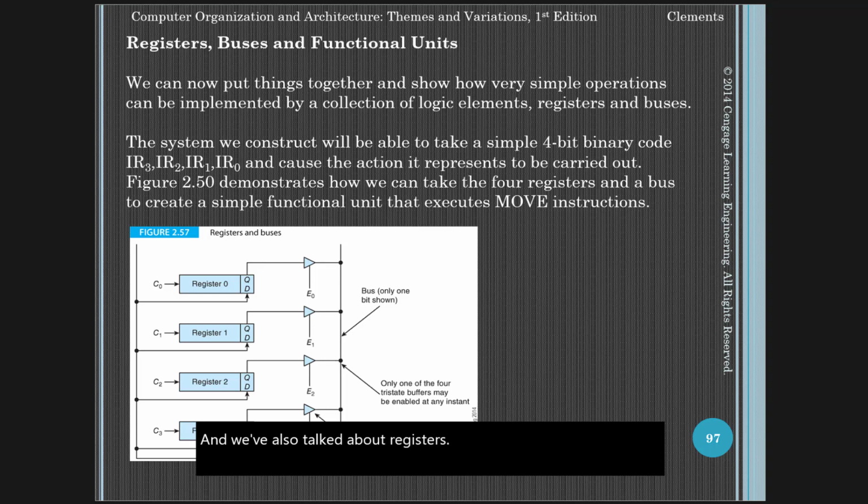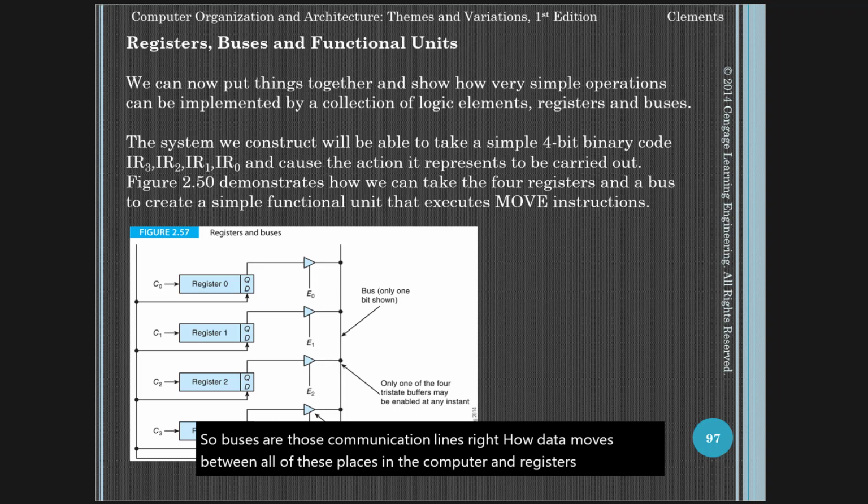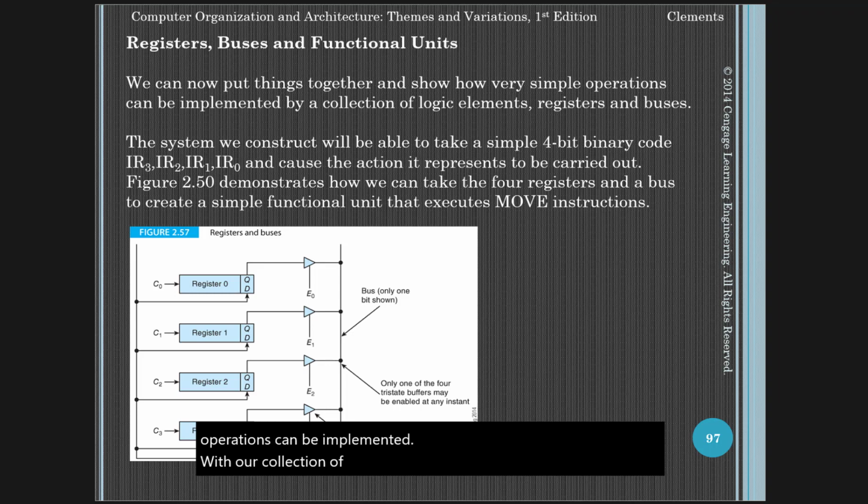And we've also talked about registers. So buses are those communication lines, right? How data moves between all of these places in the computer. And registers being those memory locations where we can store a word. And now we can put things together, right? And show how simple operations can be implemented with our collection of logical elements, our registers, and our buses.